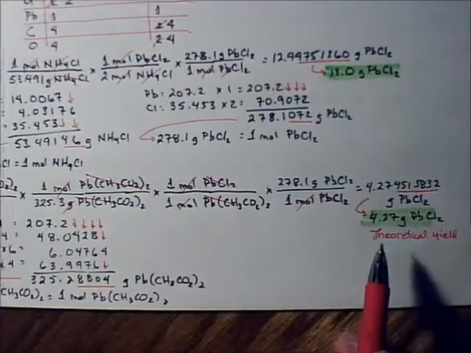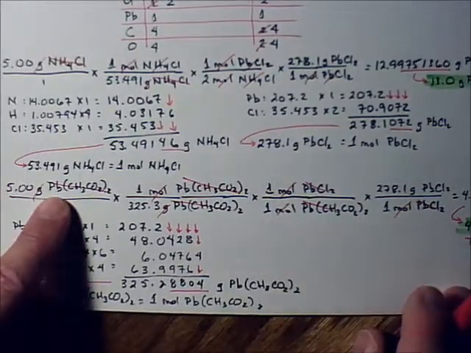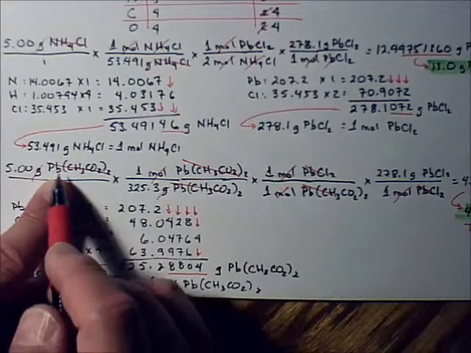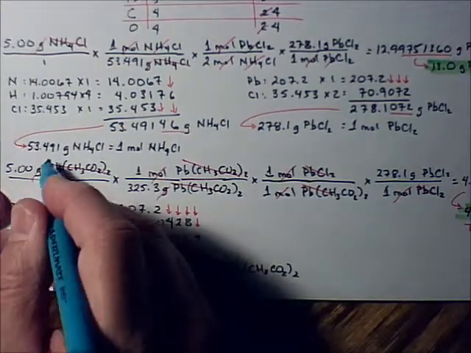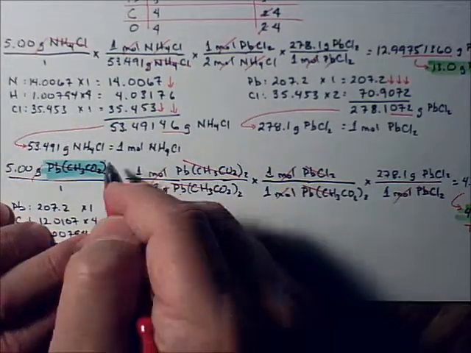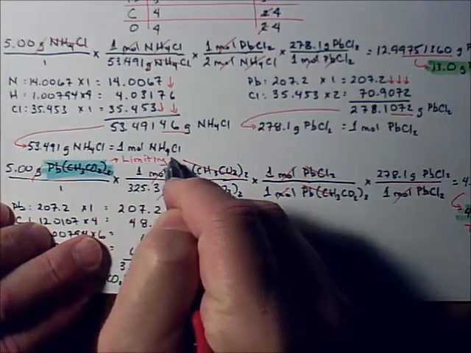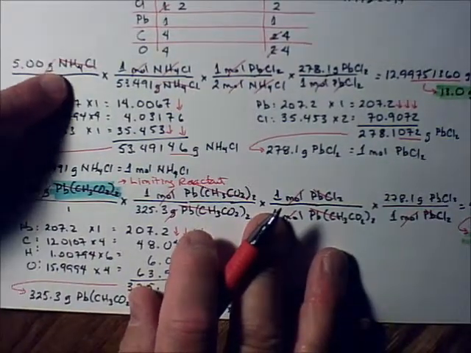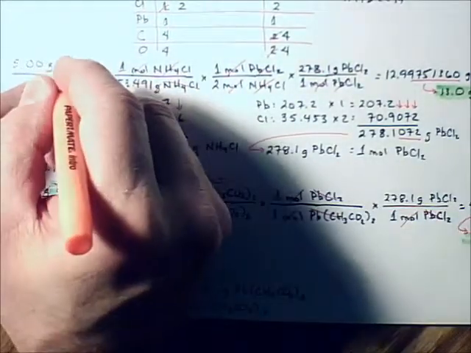Okay, the species that was started with to get this number, that's our limiting reactant. That's this right here. Okay, so we have 4.27 grams as the theoretical yield, but this species we started with then is our limiting reactant. Okay. The other species we started the other equation or calculation with, that's the excess reactant.